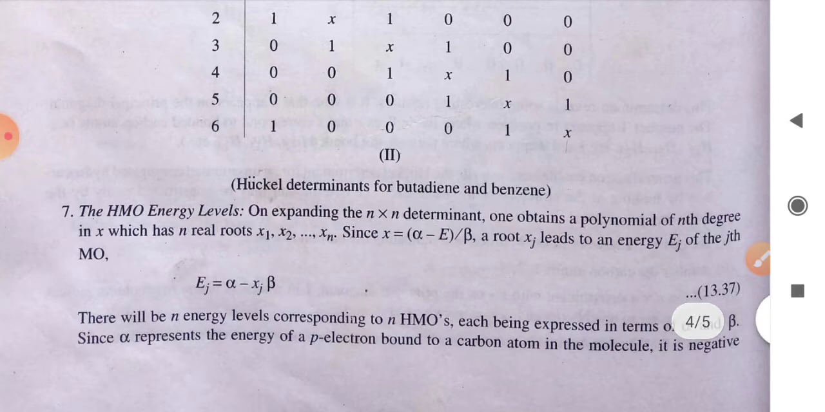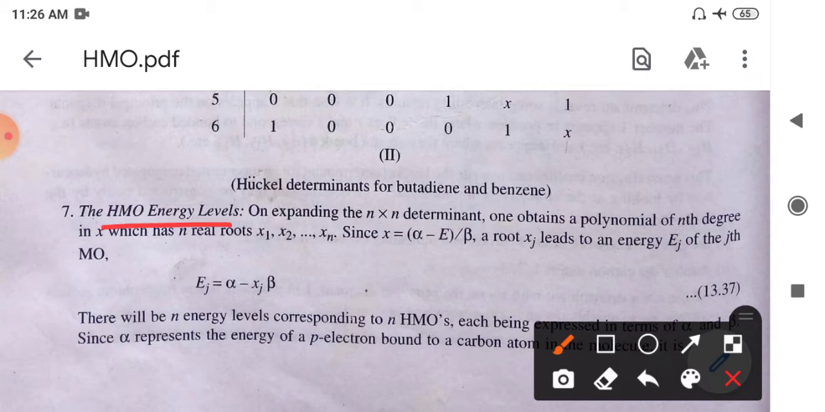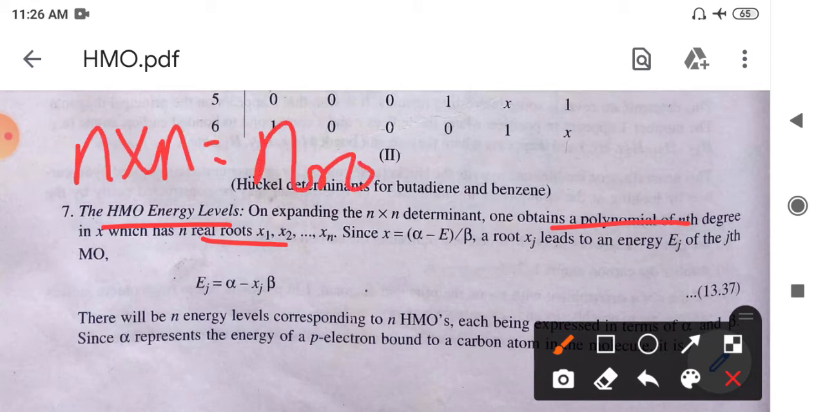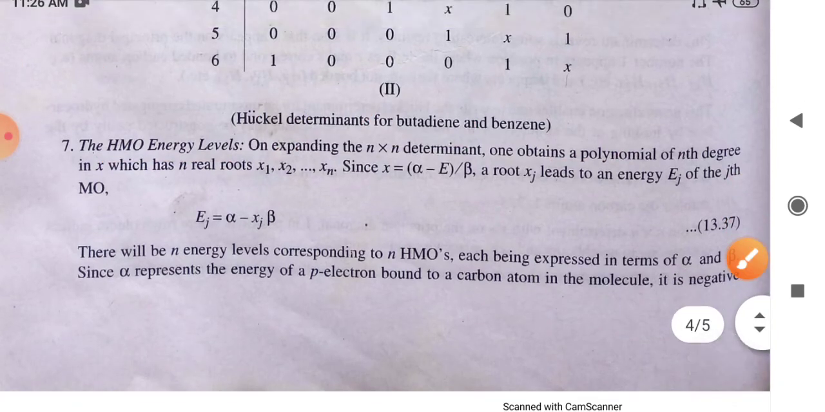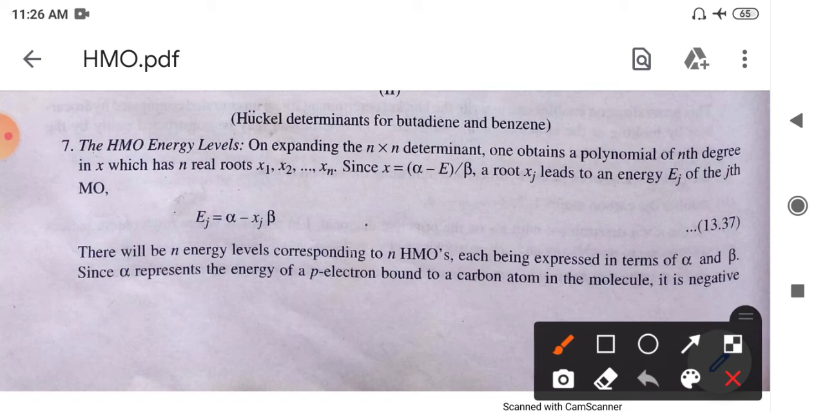Now once we have written the secular determinant for the benzene system, we will get the HMO energy levels. Upon expanding the n by n determinant, one would obtain a polynomial of the nth degree in x which has n real roots. Like we have seen how we can solve determinants, for an n by n determinant we will get n roots. So for such a system we get certain roots, say x1, x2, x3 and so on.